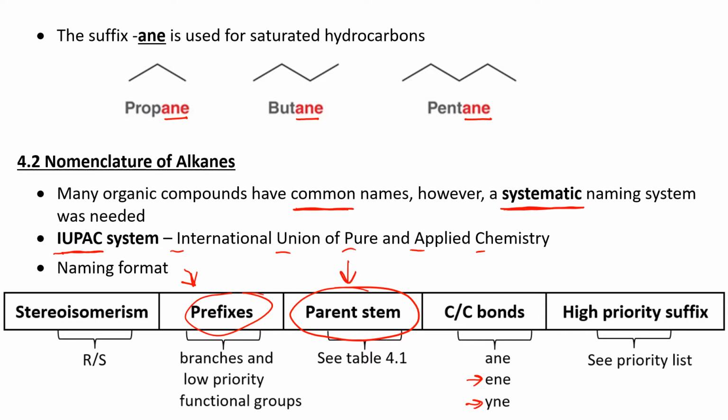So a name always includes a parent stem, prefixes, the stereoisomerism, carbon-carbon bond type, and any high priority suffixes. And this template that you see here is the format, in order, of how we construct the name of an organic compound. So if you have to refer back to this, just remember this is a generic template for every name. We're going to be starting with the parent stem.